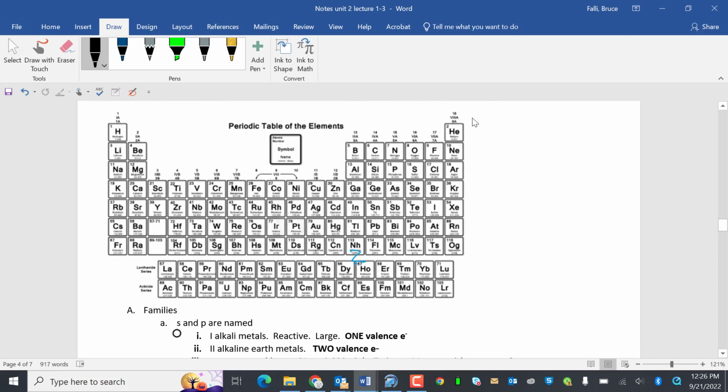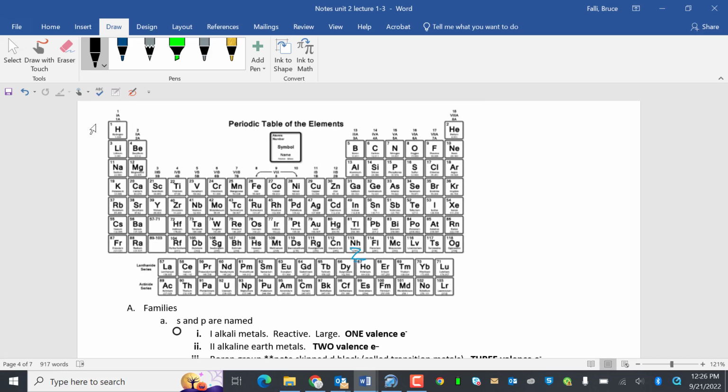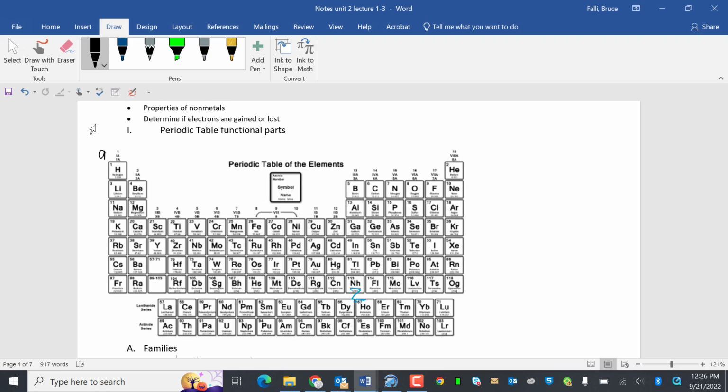So what that means is this family right here is the alkali metals. This family right here is the alkaline earth metals. It's Earth, like our planet, E-A-R-T-H, metals. And then I'm going to highlight this part.